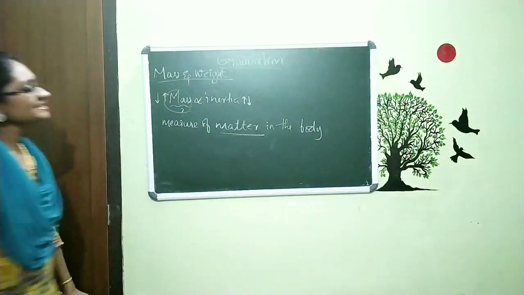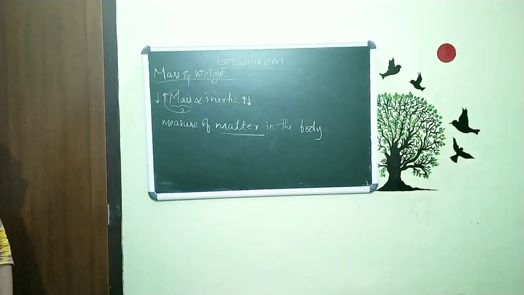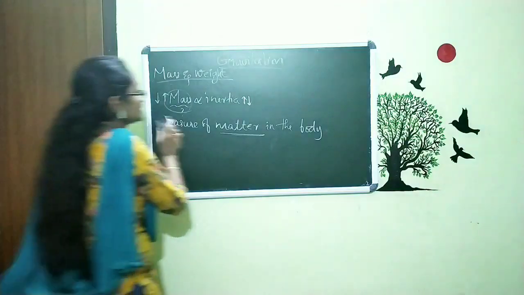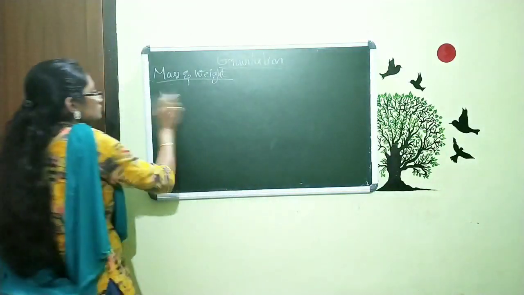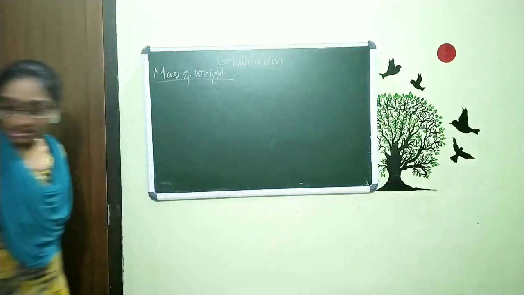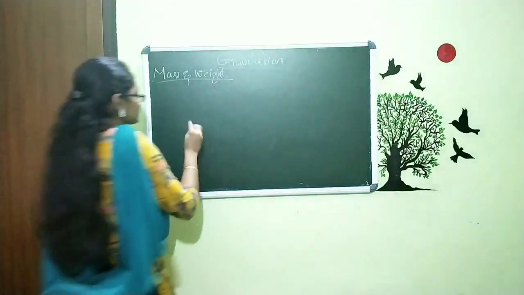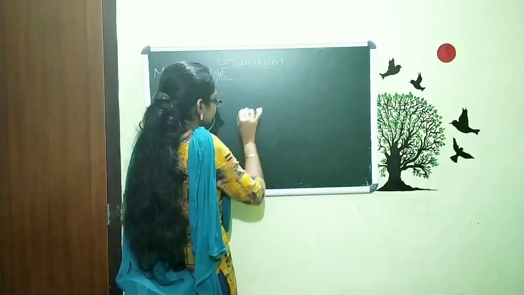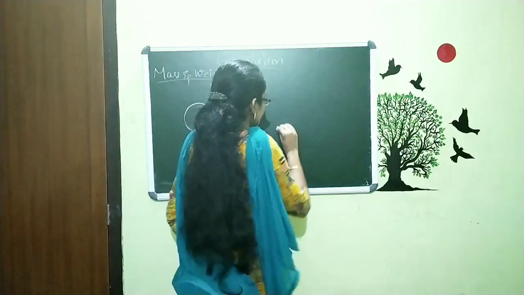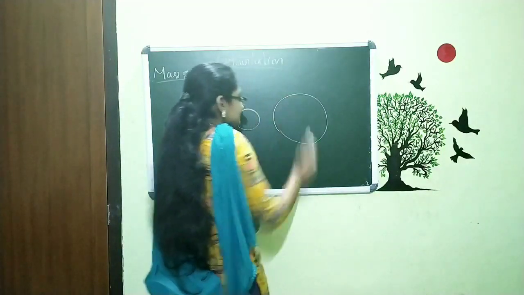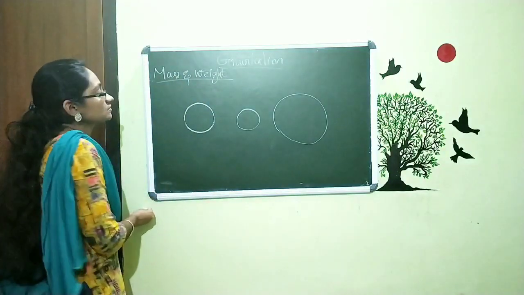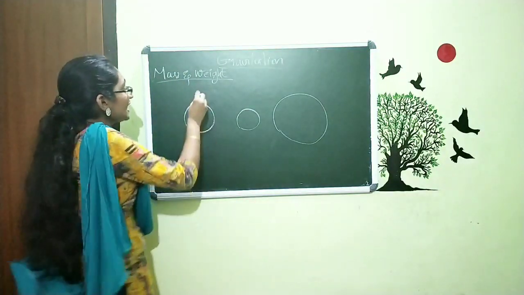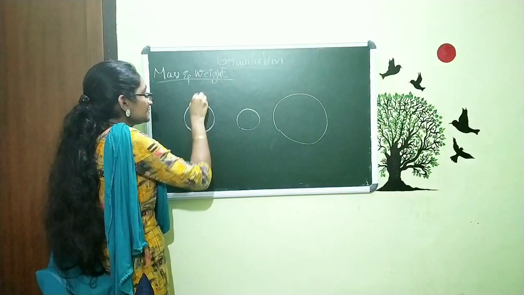Now the question is what is this weight? How can we define this? And what is the difference between this mass and the weight? Now we are going to discuss that. For that, I am considering Earth is here, Moon is here, Saturn is here. Earth, Moon and Saturn. And a person is standing.